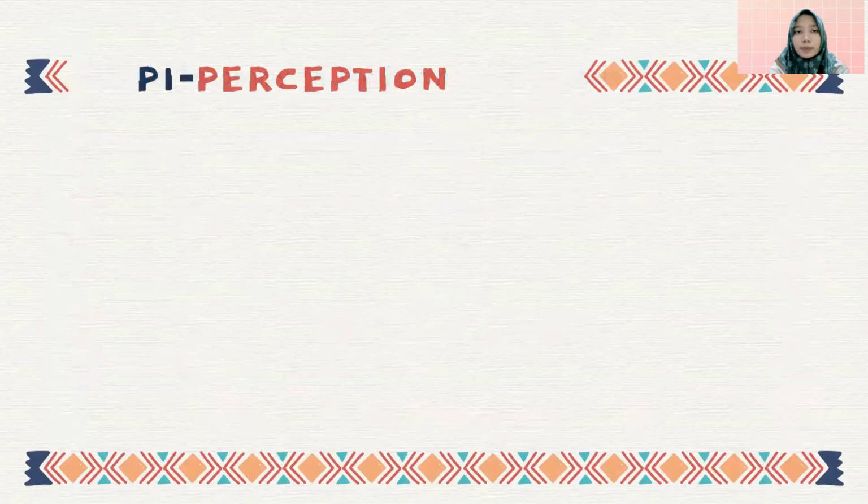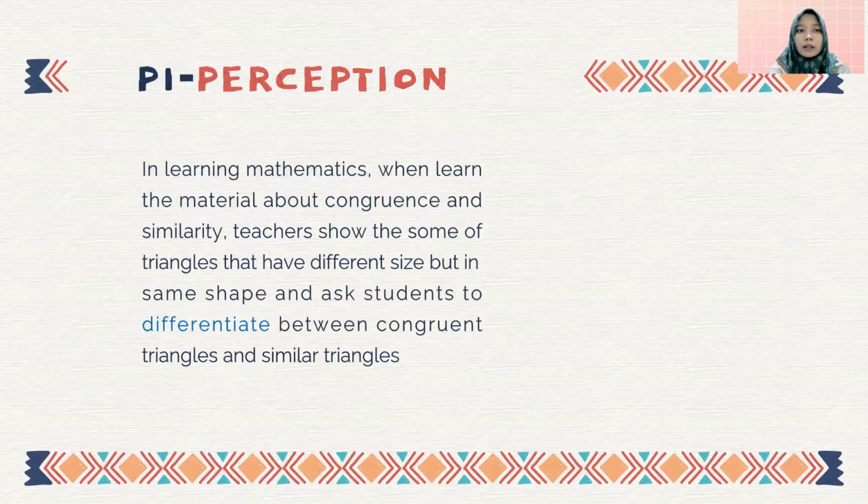P1 perception. The example: in learning mathematics, when learning the material about congruence and similarity, teachers show the sum of triangles that have different size but the same shape, and ask students to differentiate between congruent triangles and similar triangles.